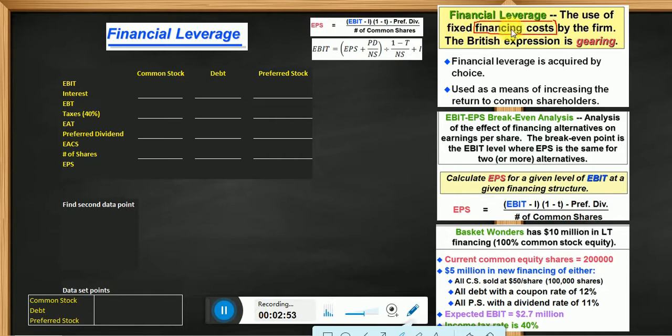I hope you have learned. Once again, when you acquire a loan from a bank or from any credit union or institution, then you are paying some cost for this financing, and that is called fixed interest, right? So the fixed interest we are paying is called fixed financing costs.